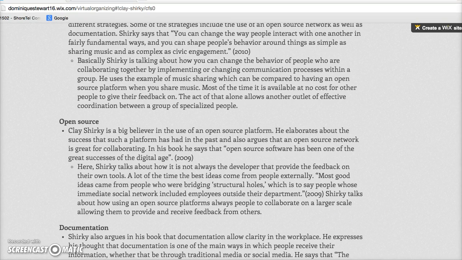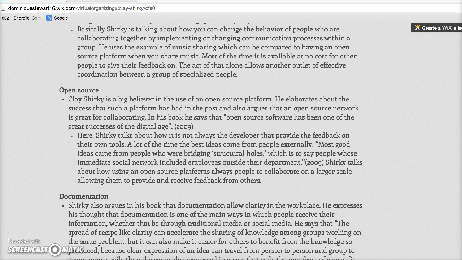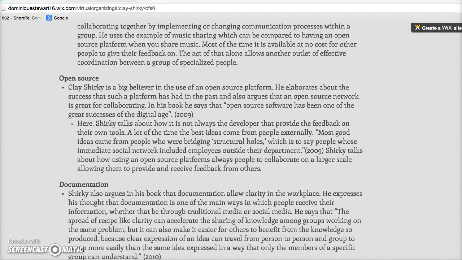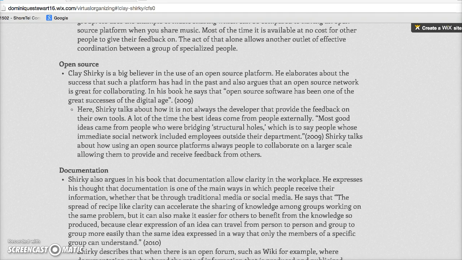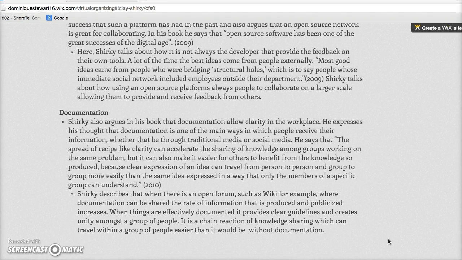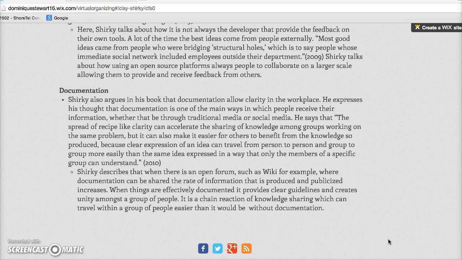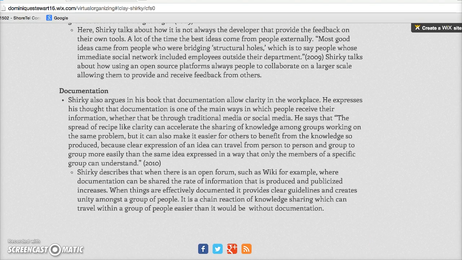Basically, Shirky is talking about how you can change the behavior of people who are collaborating together by implementing or changing communication processes within a group. He uses the example of music sharing, which can be compared to having an open source platform. When you share music, most of the time it is available at no cost for other people to give their feedback. The act of that alone allows another outlet of effective coordination between a group of specialized people.